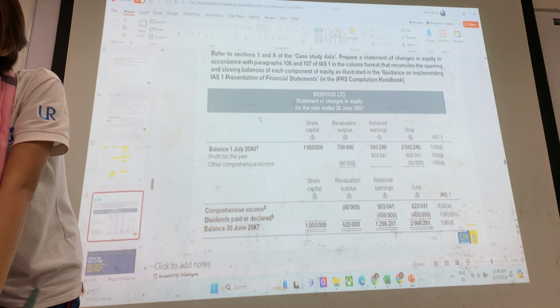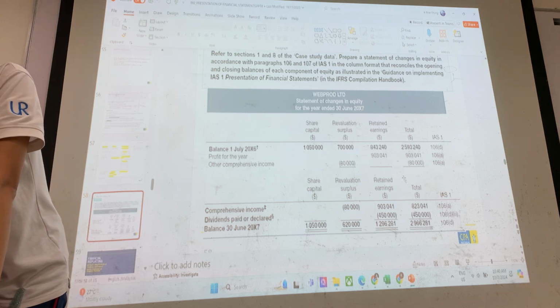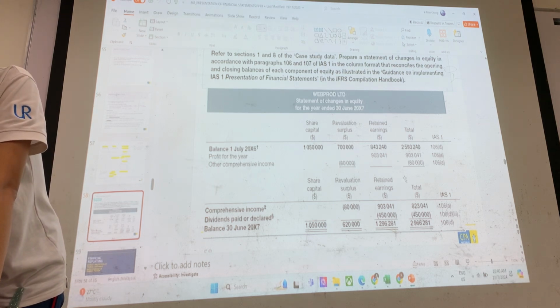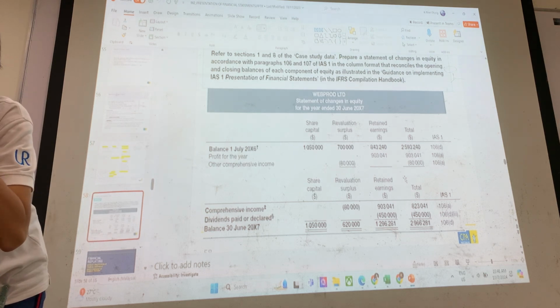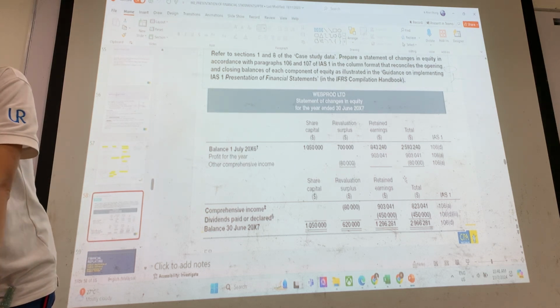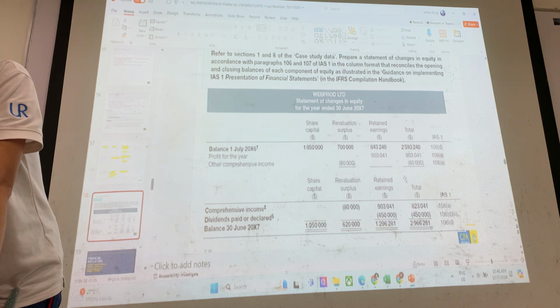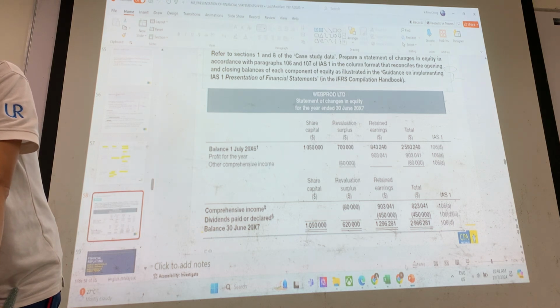Okay, so this one is the statement of changes in equity. So what we can see from here is like this. 700.